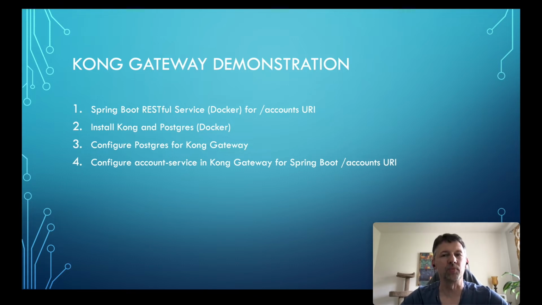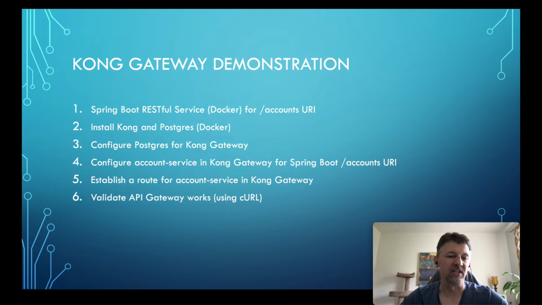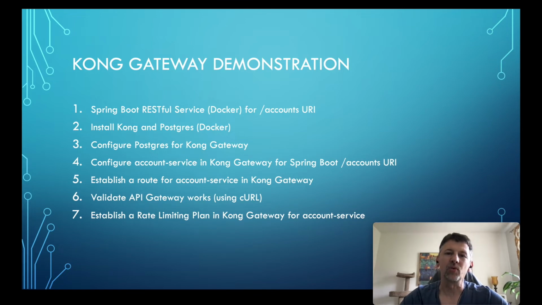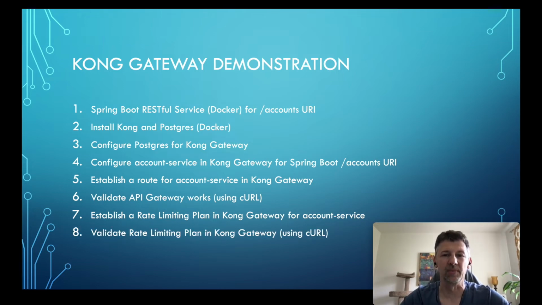So basically, you'll make a request to Kong, and it will pass that on to the RESTful service running in Spring Boot. We'll establish a route as well to go with that connection, and then we're going to validate that that same request to Spring Boot is handled through Kong. At that point, we'll introduce rate limiting so we can put a limit on the number of requests that are allowed to that account service, and we'll validate what happens when we exceed that rate limit. So let's get started with the demo.